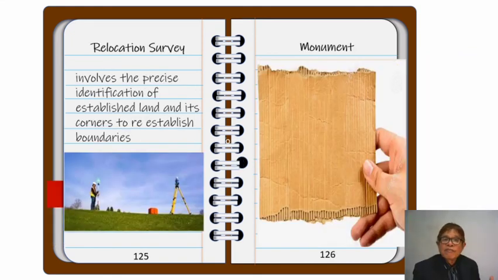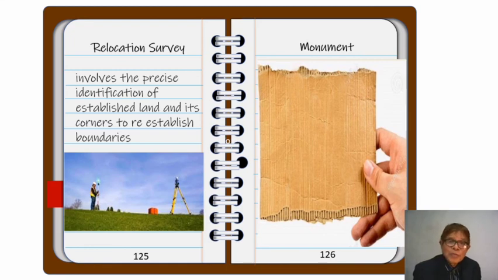Relocation survey involves the precise identification of established land and its corners to re-establish boundaries. The cost of the lot survey in Santa Lucia is 4,000 per lot. To build a house, this is required, but you need to start building not more than 1 month from the date of the survey. If longer, the buyer needs to reapply for relocation survey.